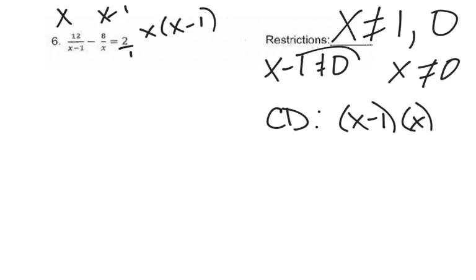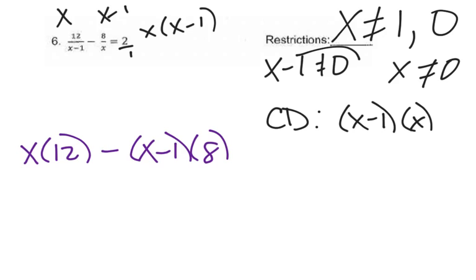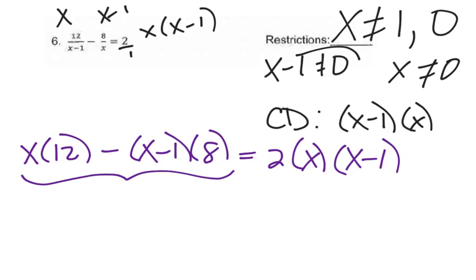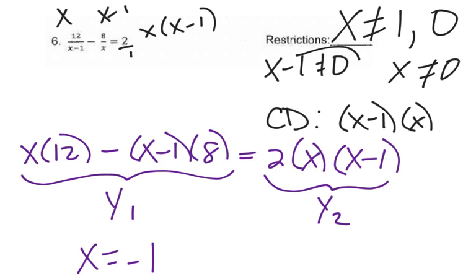So make your equation, and it's x times 12 minus x minus 1 times 8 equals 2 times x minus 1. This goes to y1, this goes to y2. When you go second, calc 5, enter, enter, enter, you get x is equal to negative 1. But you notice that it's a parabola and a straight line, so you should have two solutions, so do it all again. Second, calc 5, go way to the right. Go a long ways.